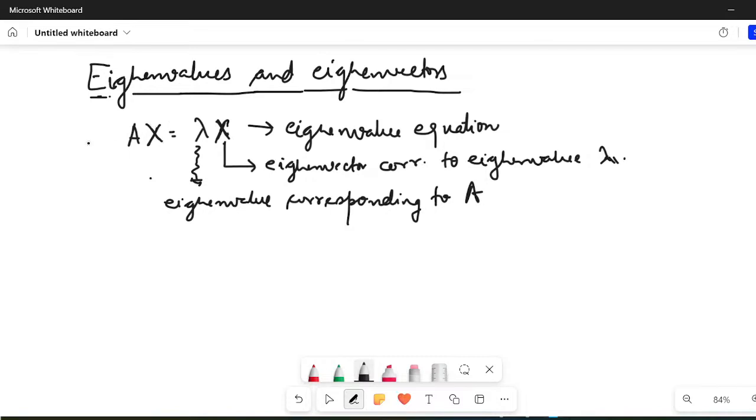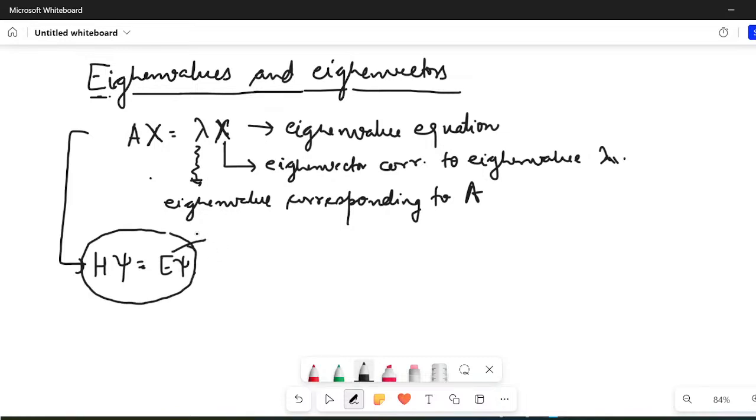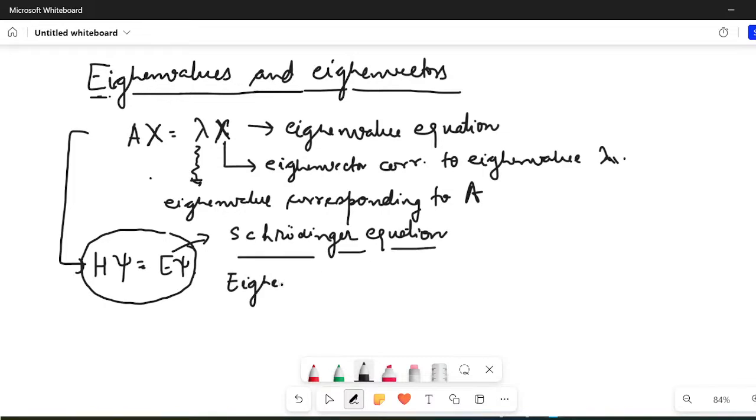Okay, so one of the most fundamental eigenvalue equations that you find in quantum mechanics is H psi equals E psi. You know that in quantum mechanics this is referred to as the Schrodinger equation. And this is also an eigenvalue problem.